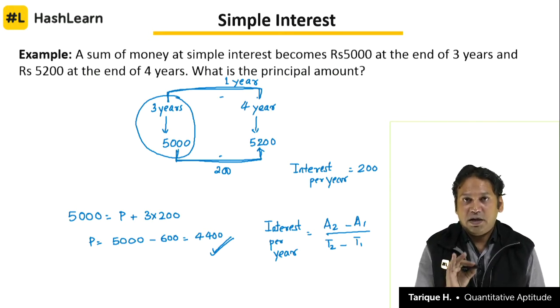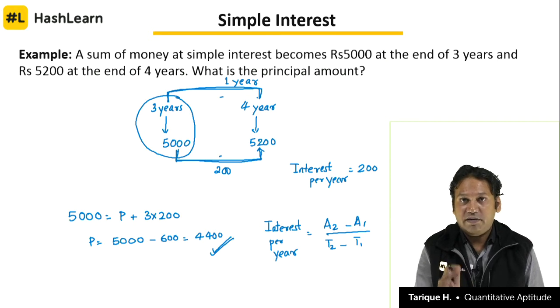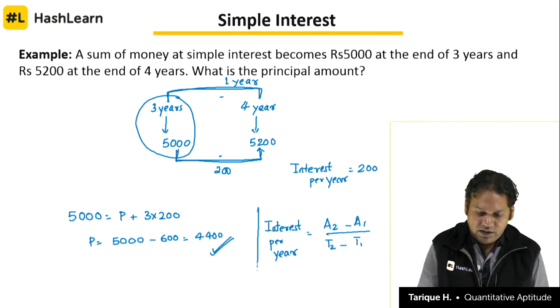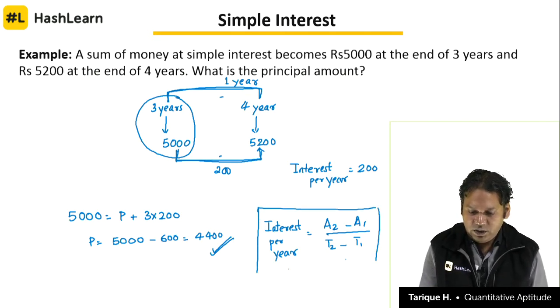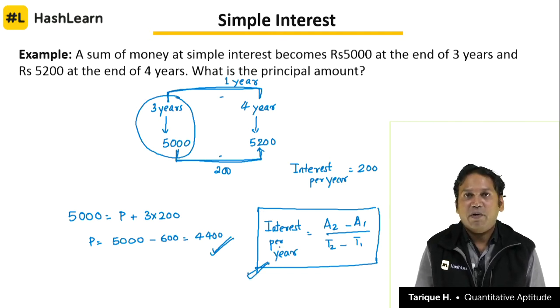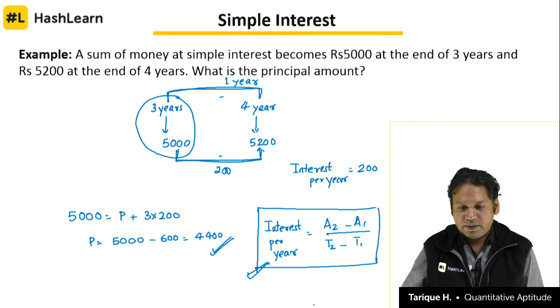Now simply, interest per year, how much interest do we get every year? Interest per year is equal to A2 minus A1 upon T2 minus T1. This formula is also simple and easy to understand, you can note it down to find out or solve any such question in the future. Okay, very important and helpful formula. This topic I am covering for you, all the range of questions that are required.